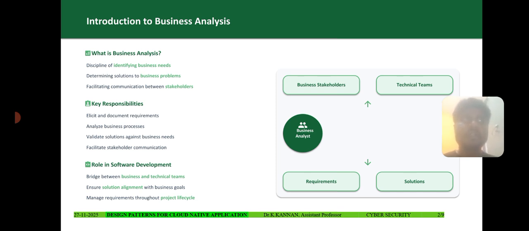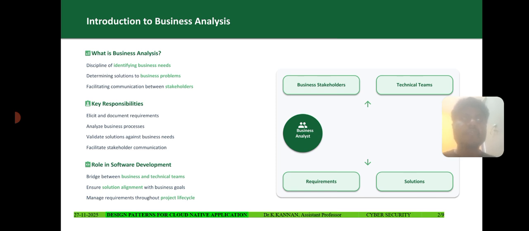The analysis from the sender to the receiver in the business process, and validating the solution against the business needs. We want more requirements. The requirement gathering and the solution given for the business needs, and stakeholder communication, are very important because customer satisfaction comes from this communication from sender to receiver. It is very important, and it has a role in software development, in business and technical teams.